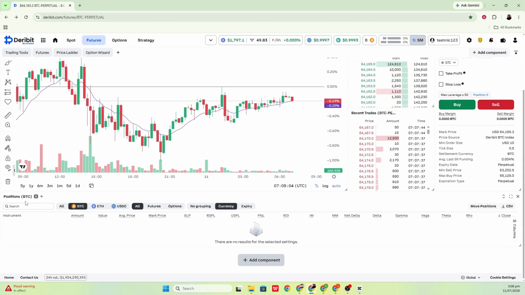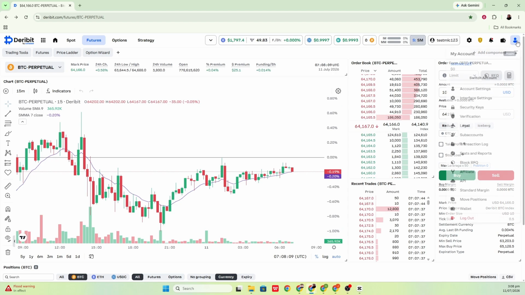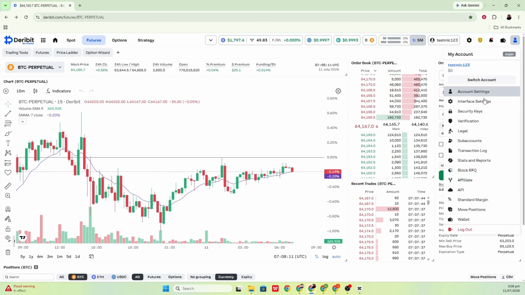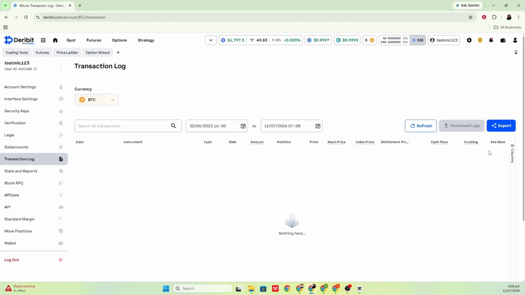If you want to review your profit and loss history over a longer period, move your cursor over your profile icon in the top right corner and open the transaction log. From there, filter the results by asset type and date range, then download the CSV ledger to review every historical P&L realization event across the selected period.